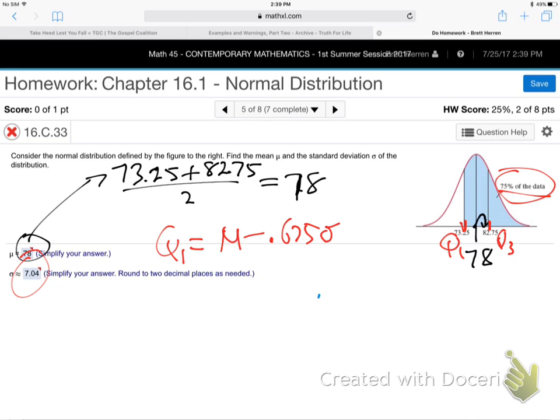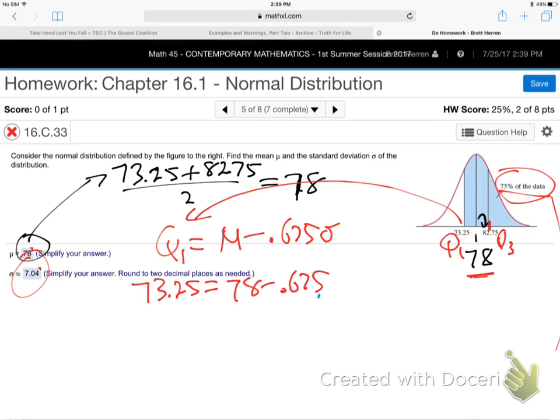0.675 sigma. So Q1, which is, now I can't read it, 73.25. So plug that in for Q1. 73.25 equals mu, 78, remember that's the middle, 78 minus 0.675 sigma. Now solve that equation for sigma, like solving for x. That's how we do that. You could have done the Q3 formula instead. Doesn't matter. Either one would give you your answer for sigma. Everybody see how I came up with that and how I recognized that? It's the 75% that keyed me in.